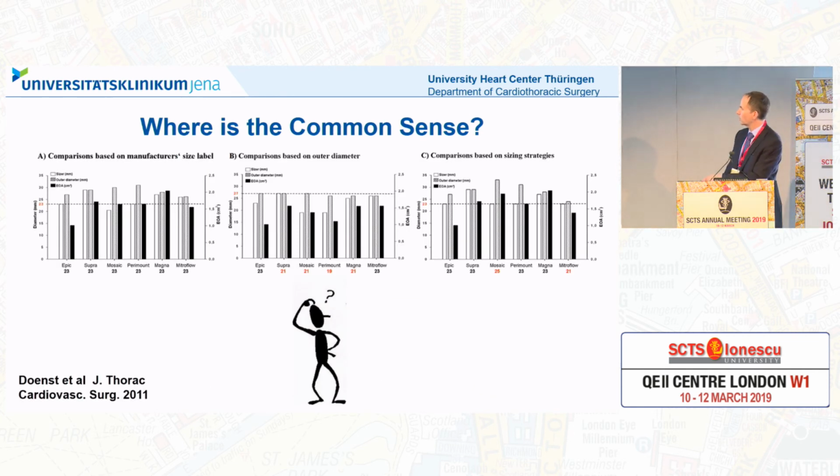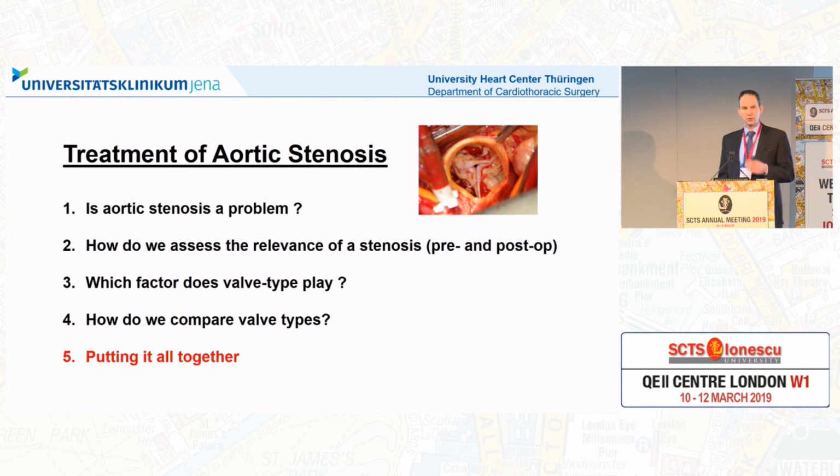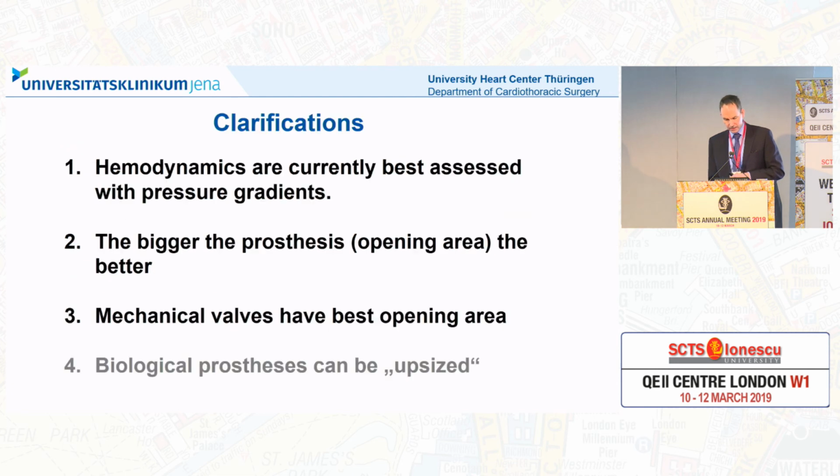So if you compare then based on manufacturer size label, outer diameter, or sizing strategy that is associated with it, then you end up with these different things here. And you can actually not compare anything. It's complete chaos. So how can you all put this together? And so the hemodynamics are currently best assessed with pressure gradients. That's it. Simple, but clean. That's the best assessment you can get.